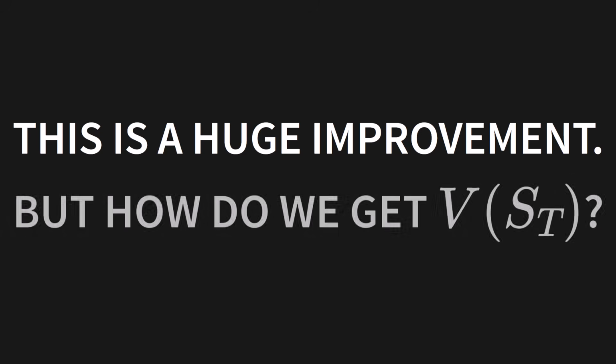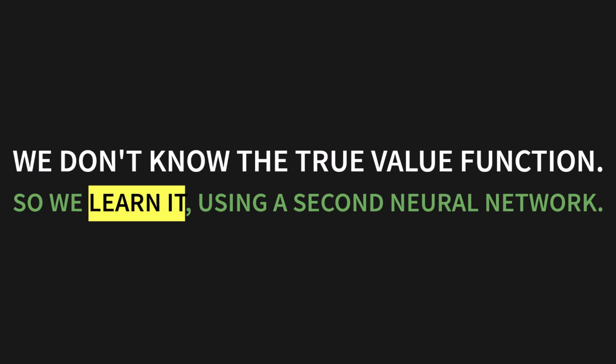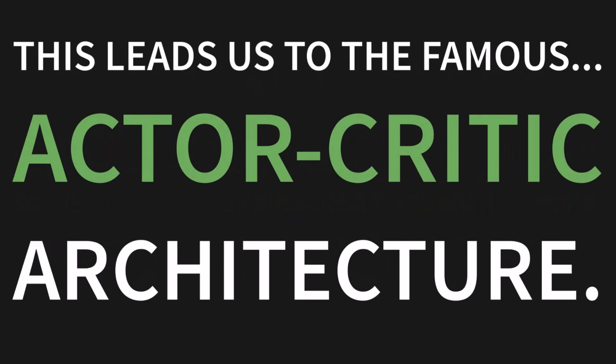But it raises a new question. How do we get v of s_t? We don't know the true value function. So we learn it. We use a second neural network to approximate it. And this leads us to the famous actor-critic architecture.